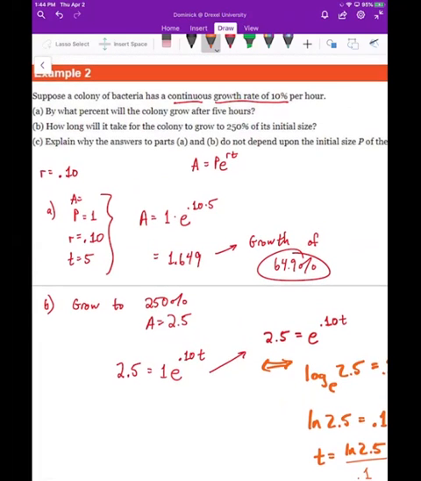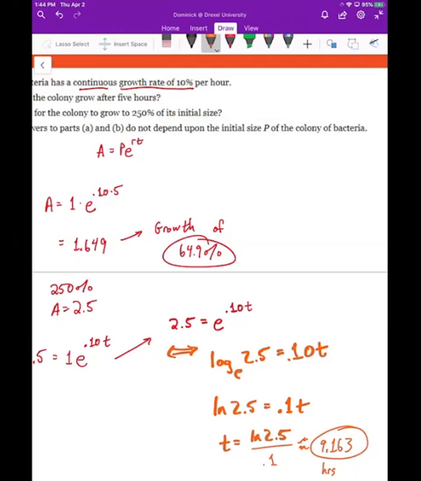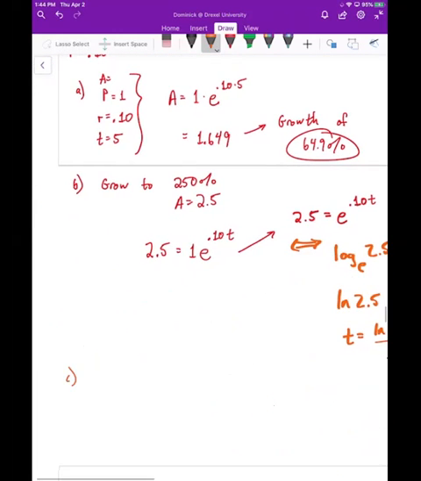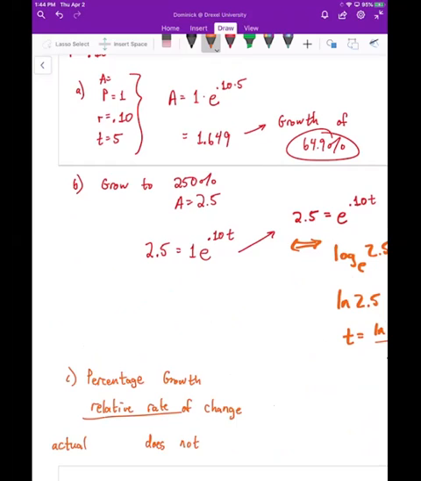Okay. Now, of course, to explain why the answers to part A and part B do not depend on the initial size P of the colony of bacteria: it is because we're talking about a percentage growth, right? And the idea behind percentage growth is that this is a relative rate of change. And the idea behind a relative rate of change is that the actual amounts do not matter in terms of a relative change. All right, so that's sort of the idea there. So that's an example where we can look at exponential growth.